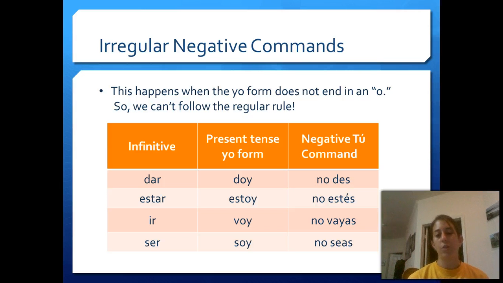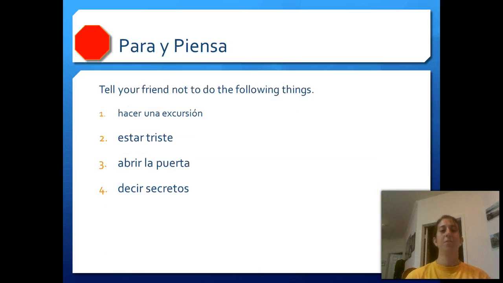Estar, our present tense yo form is estoy. Not gonna work because it doesn't end in an O. So no estés. Notice there's an accent on that estés. Ir, our regular present tense is voy. So our negative command is no vayas. And then ser, of course, our present tense is soy. So no seas. So unfortunately, you're just going to have to memorize these four negative commands. Okay, moving on.